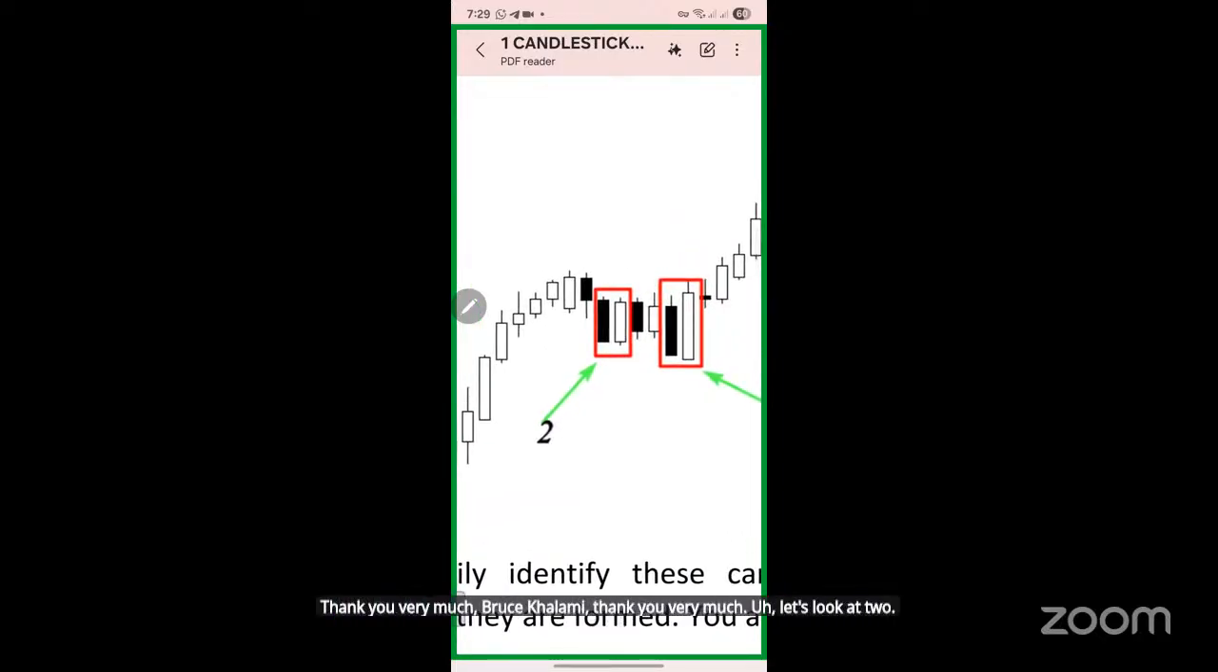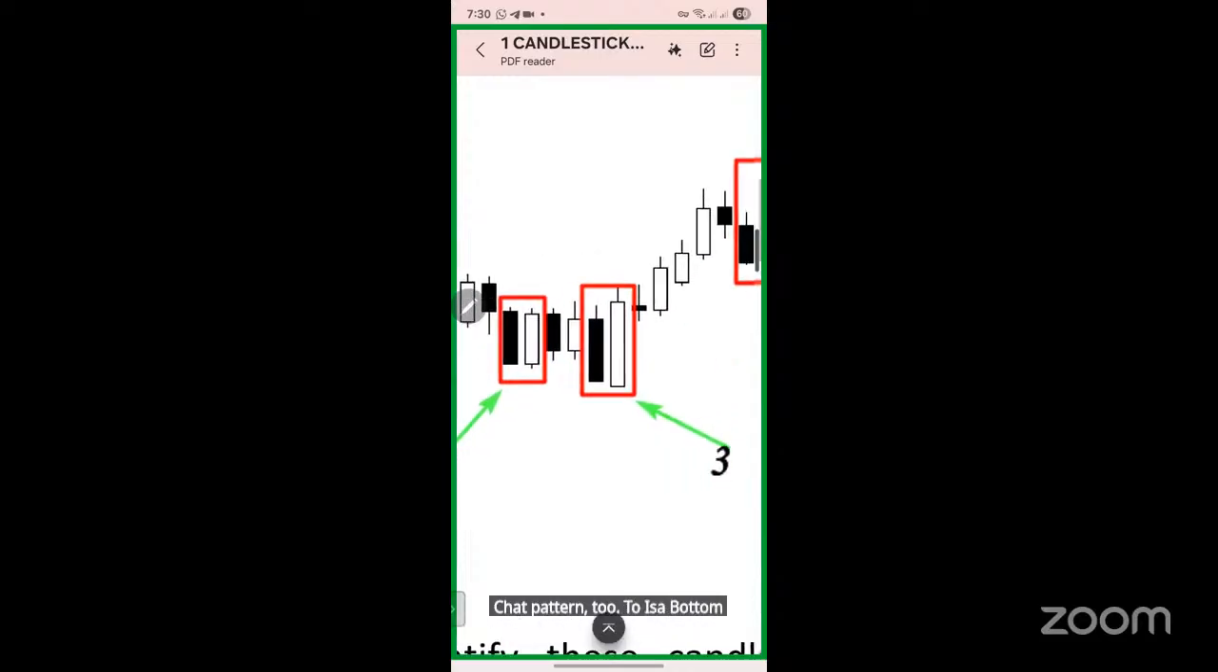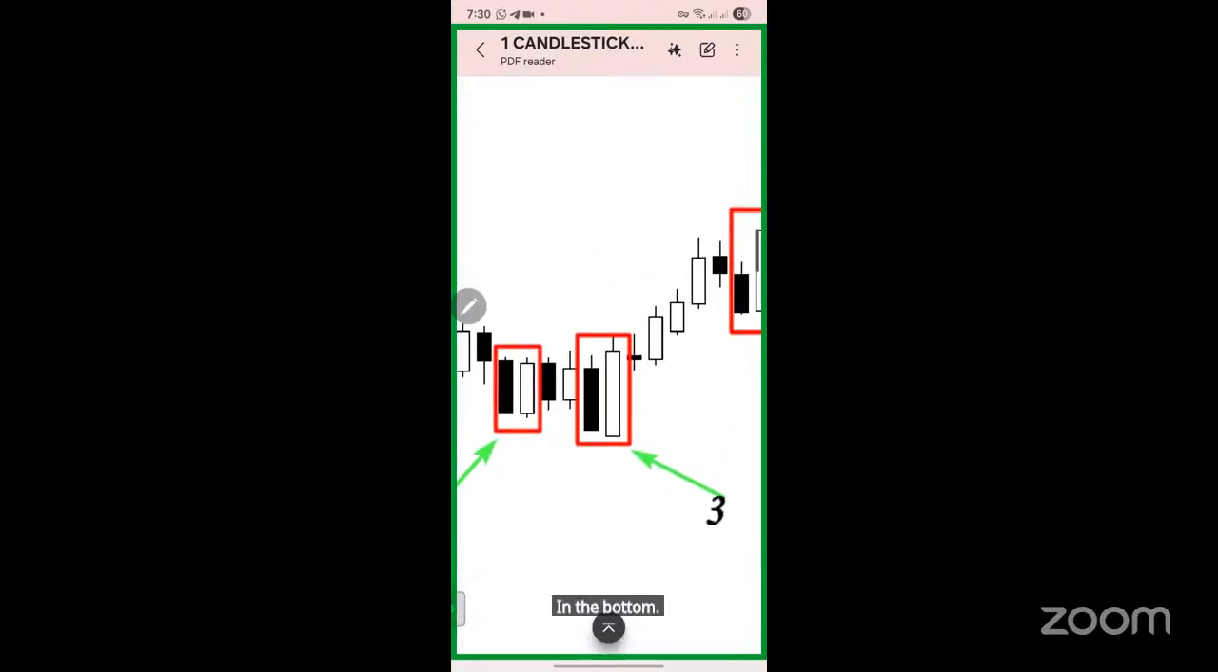What is chart pattern 2? Somebody to give us the answer. What is its name? Tweezer bottom. Chart pattern 2, tweezer bottom. Thank you very much. Thank you for being in class. Those are people that are learning.